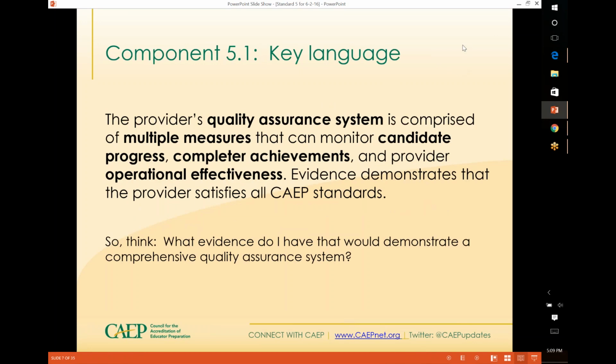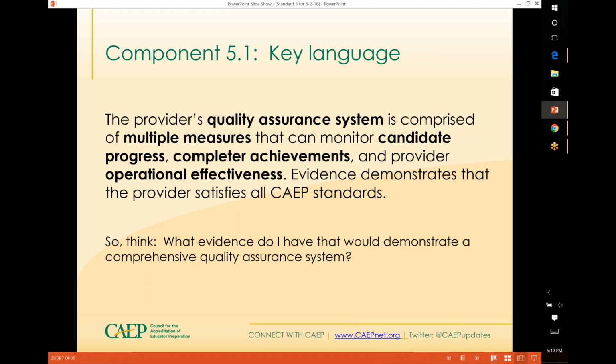Okay, so let's dig into Component 1, and after Component 1 we'll have a brief question pause. Component 1 says that you have a quality assurance system and that it's comprised of multiple measures and that it can do three things for you. It can monitor candidate progress, it can document completer achievements, and this is probably your Standard 4 data sets there, and it can monitor provider operational effectiveness.